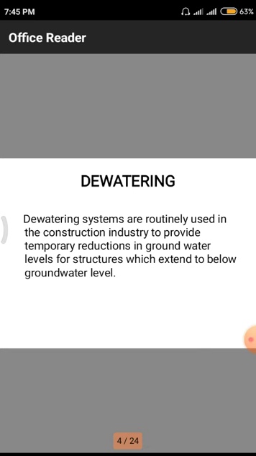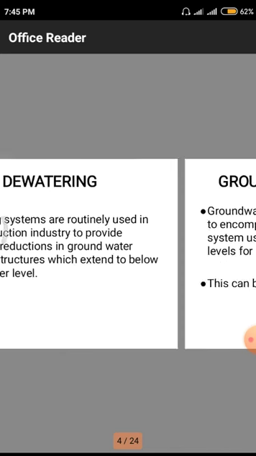We need to depend only on groundwater, so we have to recharge the groundwater whenever we have these rainy seasons. That is the purpose of dewatering and the importance of rainwater collection.